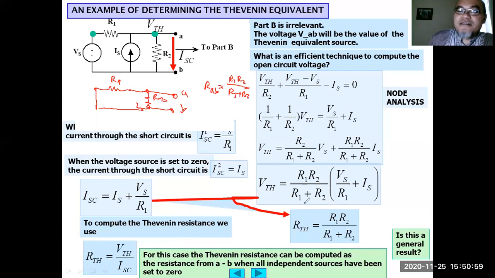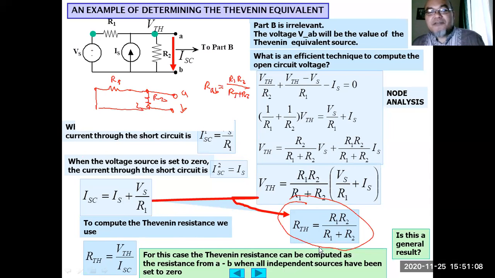So the Thevenin resistance can be computed as the resistance from A to B when all independent sources are set to 0. For the current source, it is made open. For the voltage source, it is made short circuited. Okay, so let's take a break.